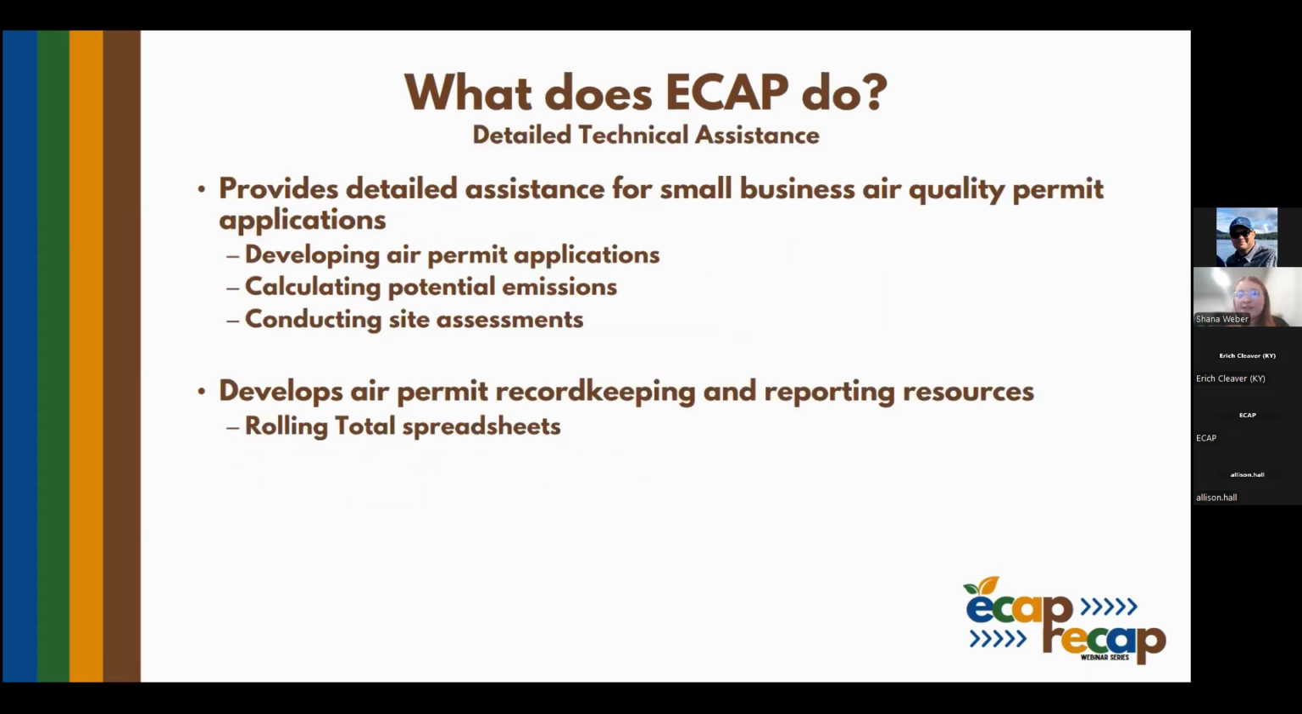One of our major duties is providing technical assistance, that free technical assistance that I talked about earlier. As I mentioned in the last slide, we specialize in small business assistance, specifically with questions related to air quality. Some of that technical assistance includes doing site visits. We can do emission calculations, and we can even develop entire air applications for small businesses, which includes filling out all of the required forms. We can also help develop record keeping and reporting spreadsheets for air permit requirements, for example, rolling total spreadsheets.